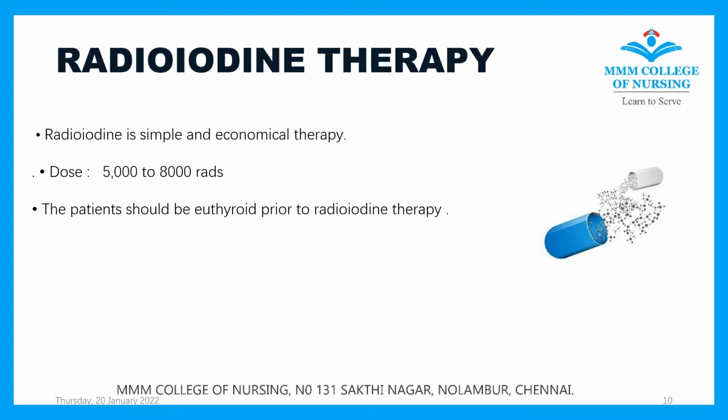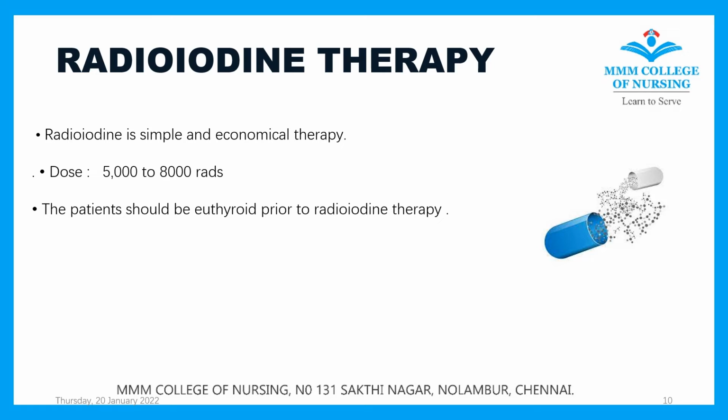The second choice of treatment for thyrotoxicosis is radioiodine therapy. This radioiodine therapy is a very simple and economical therapy. Usually, the dosage used is 5,000 to 8,000 rads. Before we start this therapy, the patient must be euthyroid. That means the patient's T3 and T4 level must be brought to the normal level in order to avoid thyroid storm. That's one of the complications of this radioiodine therapy.